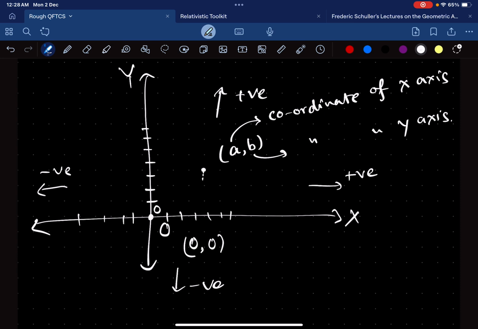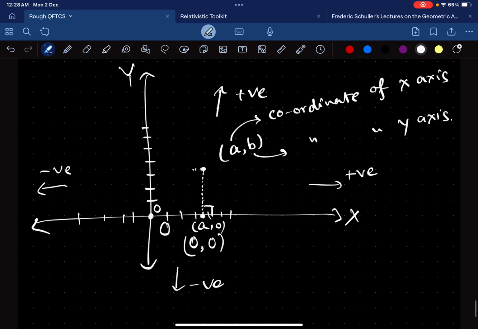That means that if I draw a perpendicular from this point on the x-axis, then the point where the perpendicular intersects the x-axis is nothing but a on the number line of the x-axis, and as y has 0 along the number line of x, we have 0 in the coordinate of y. And similarly, if we draw a perpendicular from that point to the y-axis, this point will be 0 for x because it's on the 0 of x, and b for y.